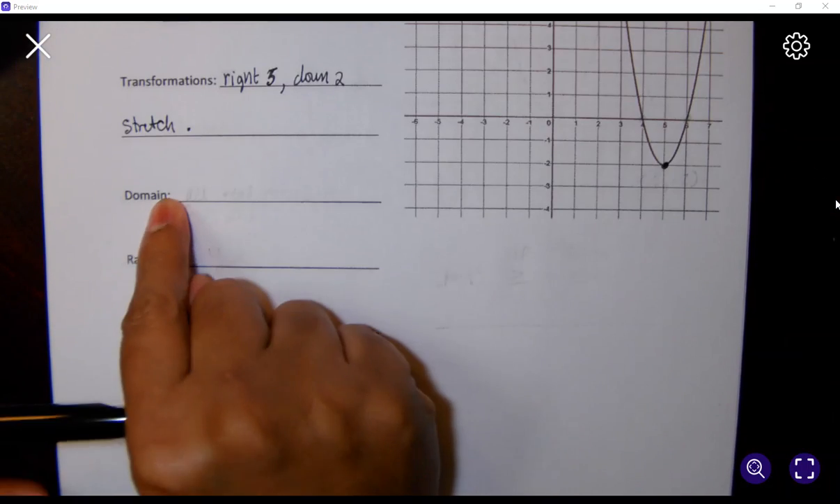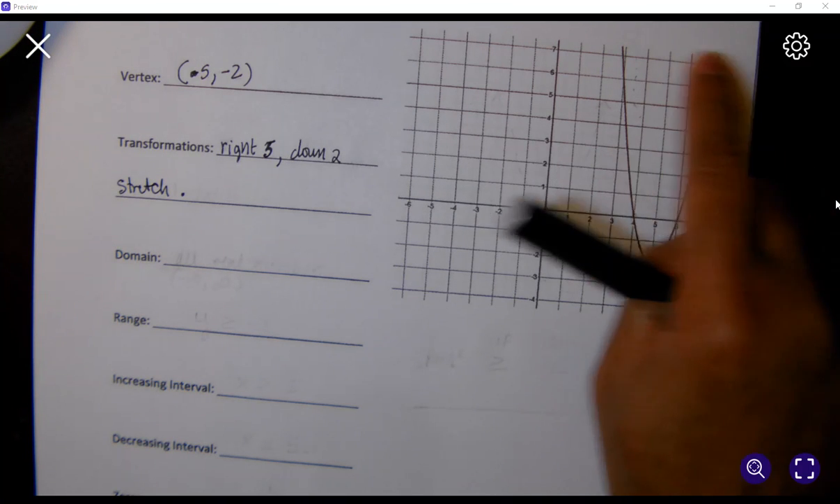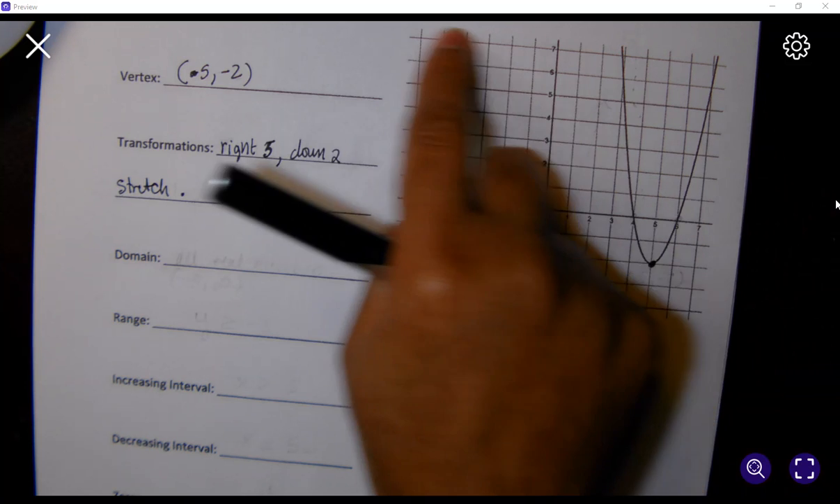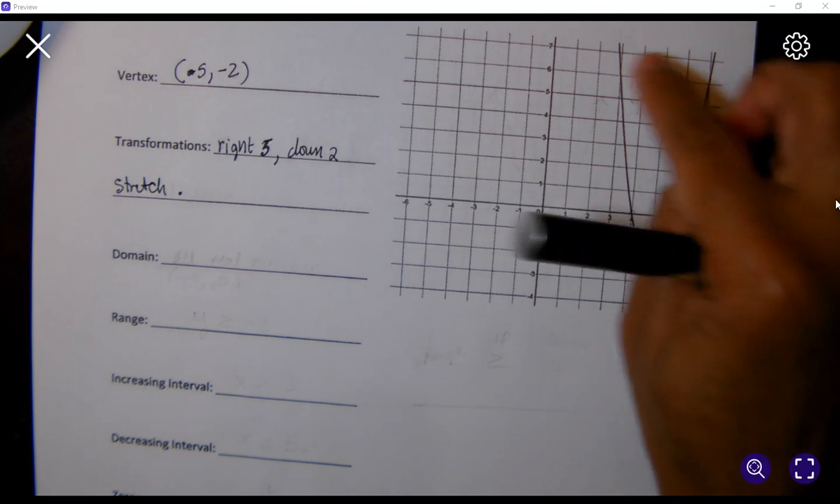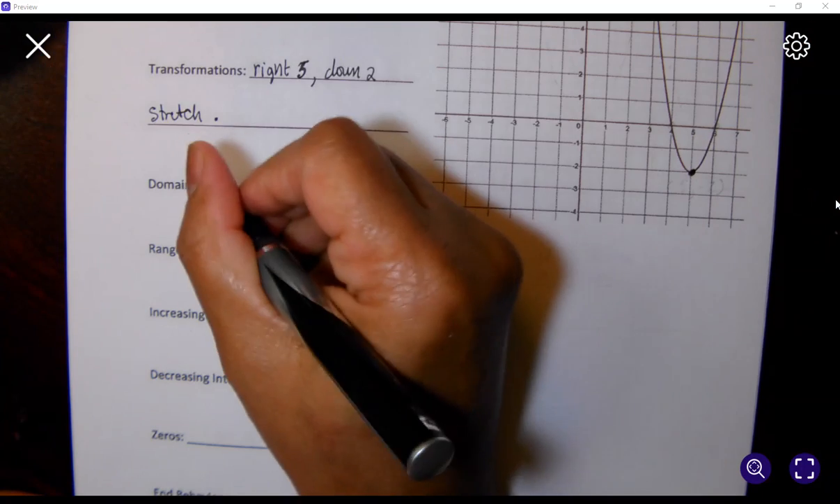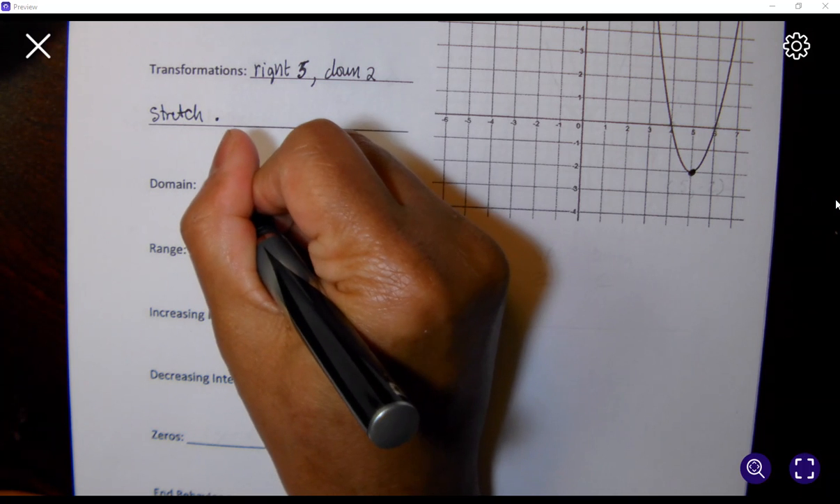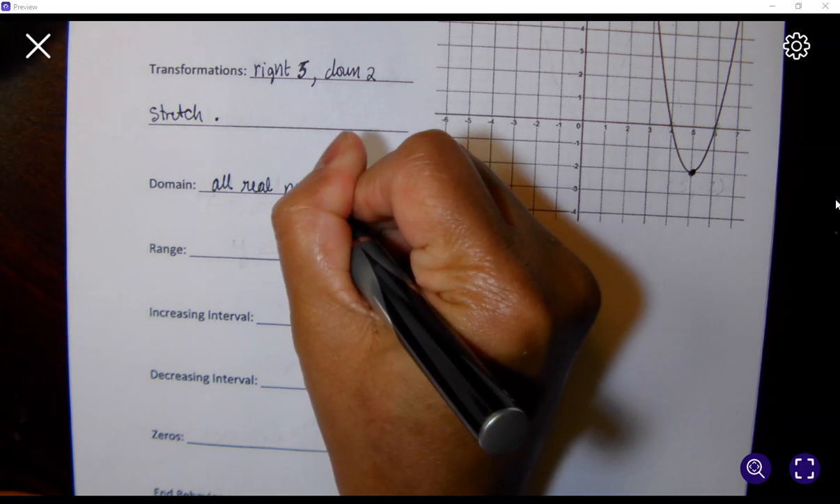Now this one is asking you for the domain. So for the domain you're going to look at from -infinity to +infinity, and notice this graph keeps going to the left, the higher it goes up on the left, and even on this side it keeps going to the right. So for all of your quadratic functions, it's going to be all real numbers. So from -infinity to +infinity.